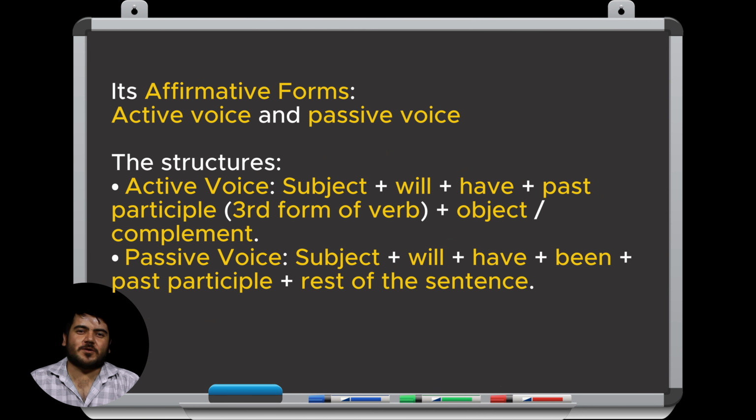Its affirmative forms, active voice and passive voice. The structures, starting with active, subject plus will plus have plus past participle plus object or complement. Passive structure, subject plus will plus have plus been plus past participle and rest of the sentence.